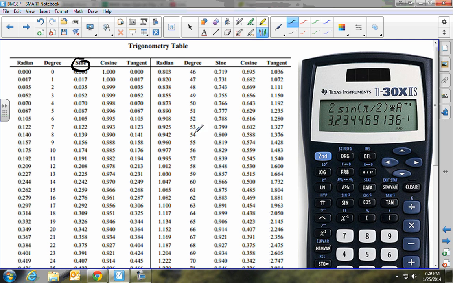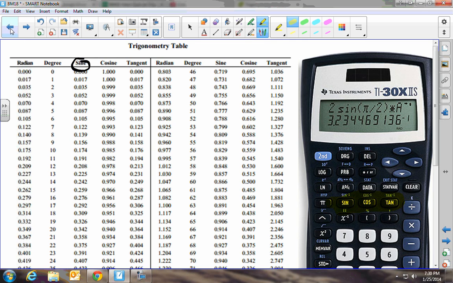Now looking up on a table is kind of a pain. Luckily, our calculators are programmed, and you'll probably notice right here these buttons that you've seen all year: sin, cos, and tan. Now you know what those stand for. We have all of these ratios already plugged into the calculator. So all we have to do is put in sine 0.75, and bam, we know our angle.